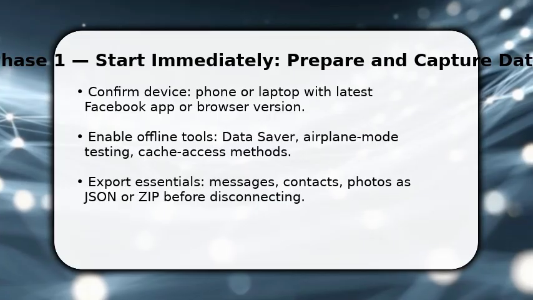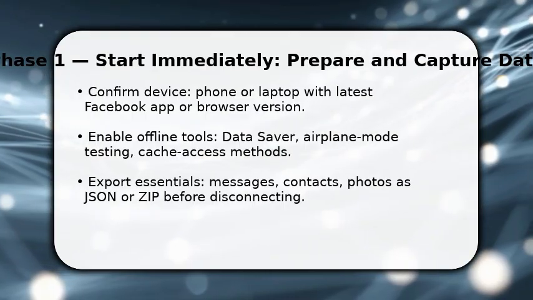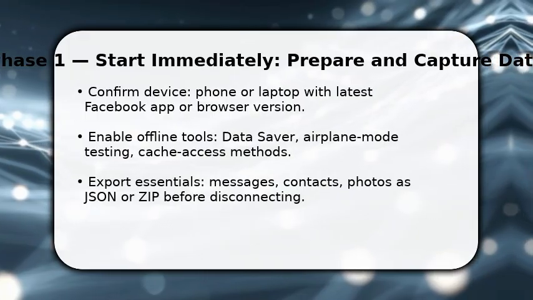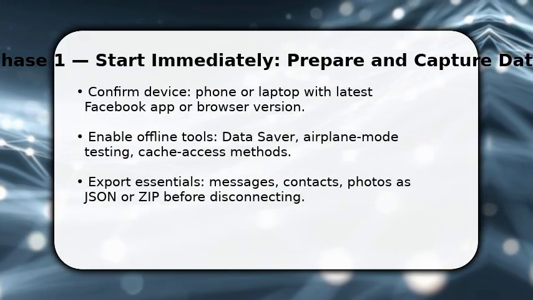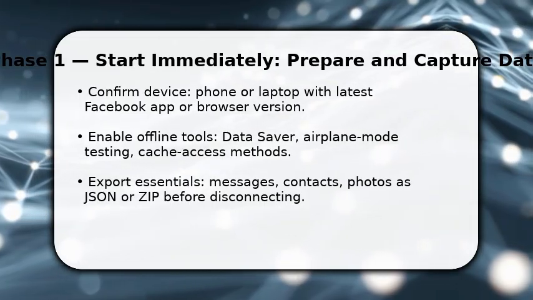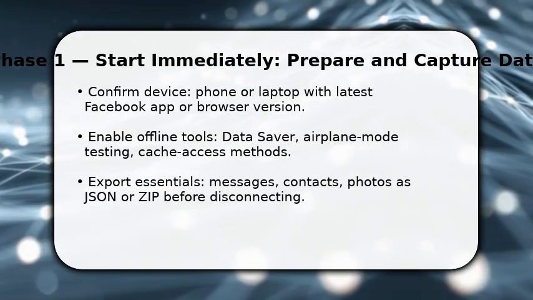Enjoy the video. You start by collecting what Facebook stores about you. This matters because offline access depends on local copies. First, export your data. Select messages, contacts, and photos, then request a zip or JSON file. Once done, save to external storage or encrypted folder and note file paths.